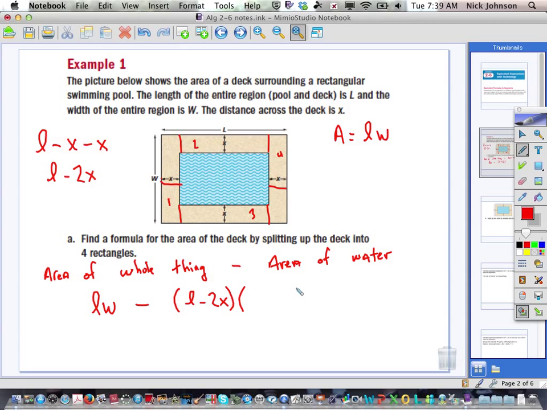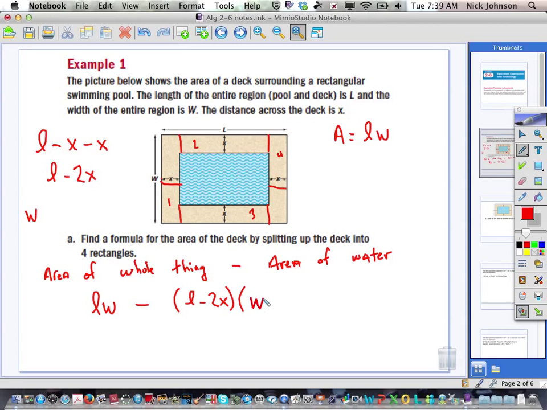My width is, here's my width, correct? My width is W, and that is the whole thing, correct? Because W is this whole long side right here. So I don't have to subtract any x's off that. So my whole length is W.